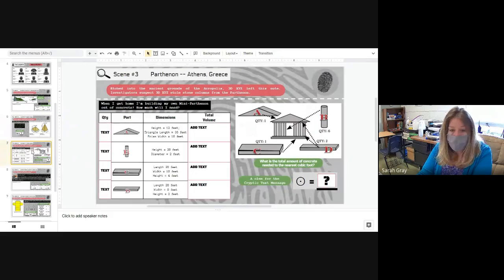Puzzle 3. I think a lot of us forgot or didn't notice that we had multiples of some of these pieces. There were 6 columns, 2 bases. The volume was 4,873.